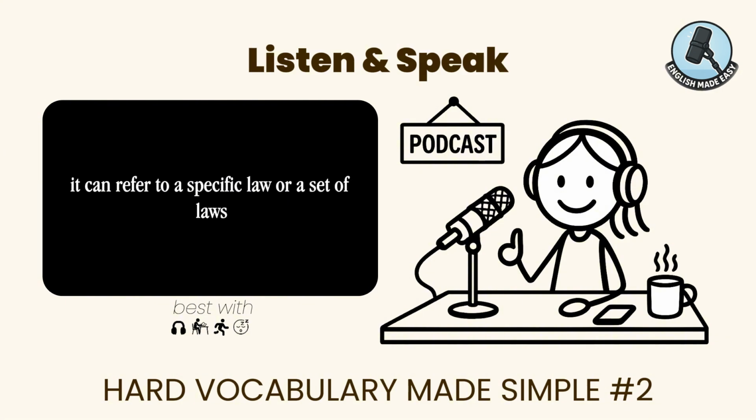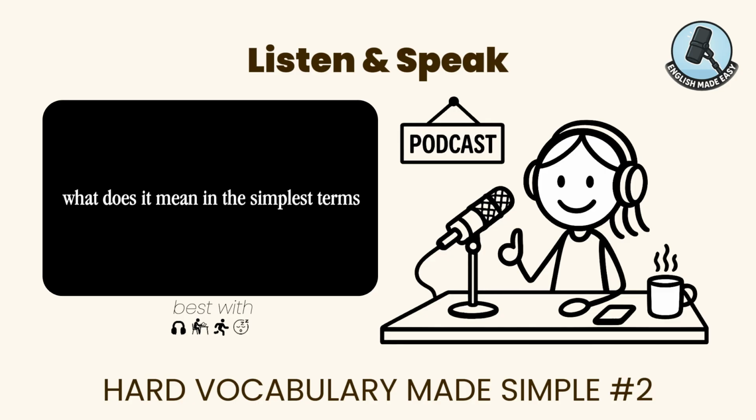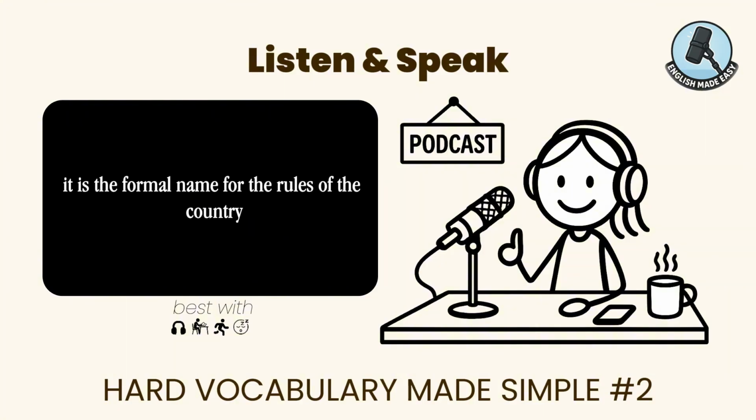It can refer to a specific law or a set of laws. It also refers to the process of making laws. What does it mean? In the simplest terms, legislation is the official word for laws that are made by a government body, like a parliament or Congress. It is the formal name for the rules of the country.